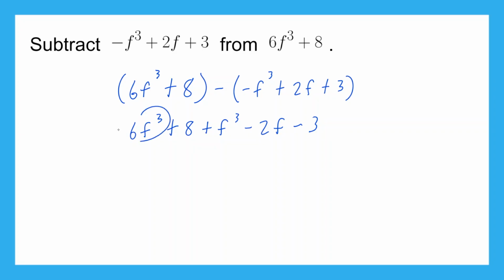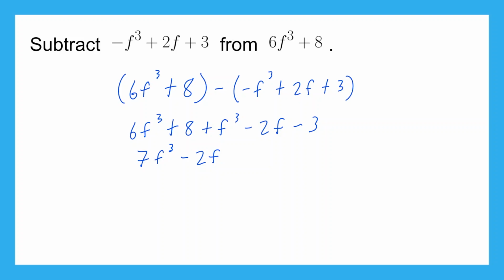We have 6f cubed and f cubed, and those are being added, so that will give us 7f cubed. And then we have an 8 and a minus 3, but I'm going to go with the f term first. Here we have a negative 2f, right? And there's no other f terms. So we're just going to rewrite minus 2f. And you'll see that I did that so that we have our final expression in standard form with the exponents going in descending order from biggest to smallest.